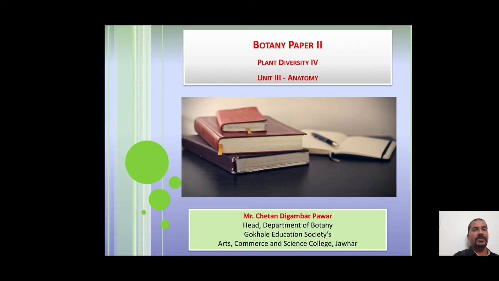In the previous lecture, we have seen the syllabus for botany paper second, that is plant diversity 4 of the Mumbai University. From today's lecture, we are going to start our unit 3 of the paper second, that is anatomy.